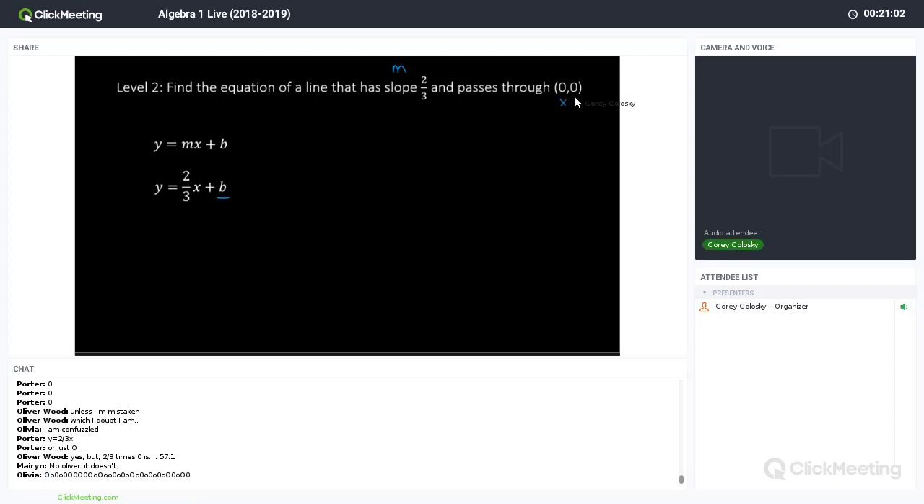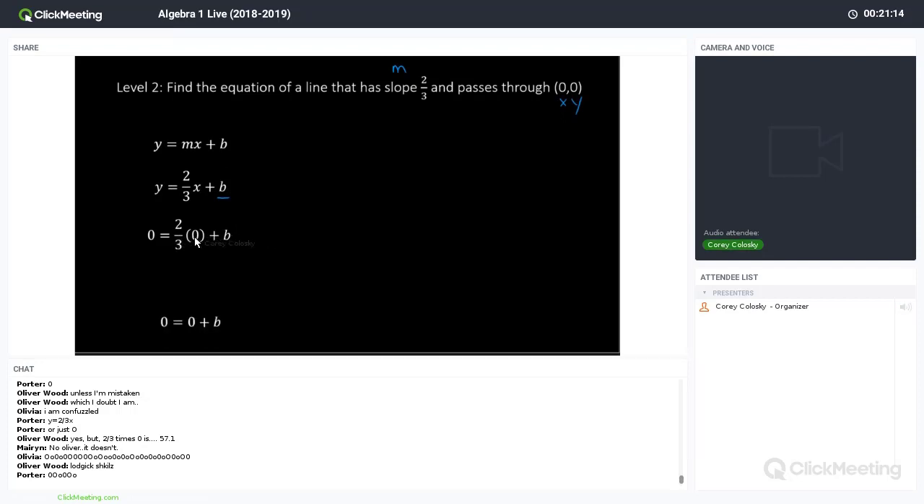Here we have x and y both are 0. So plug in a 0 for x and y. So we have 0 equals 2/3 times 0 plus b. So 0 equals 0 plus b, or b just equals 0. So this number over here, the b, is going to be 0. So we have y equals 2/3 x plus 0, which can be written just as y equals 2/3 x.